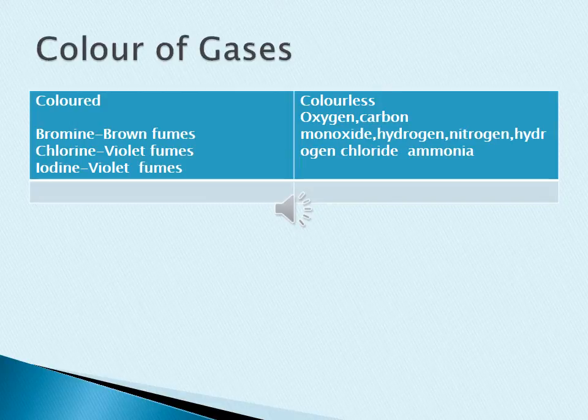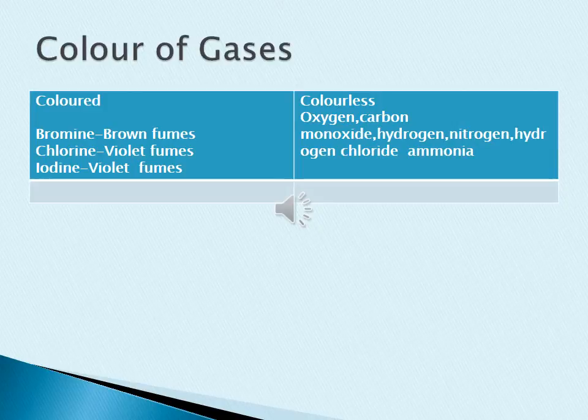Now children, look at this slide. Color of gases. First, bromine. What are colored? First of all, we must differentiate them: colored gases and colorless gases. Now first we study about colored gases.